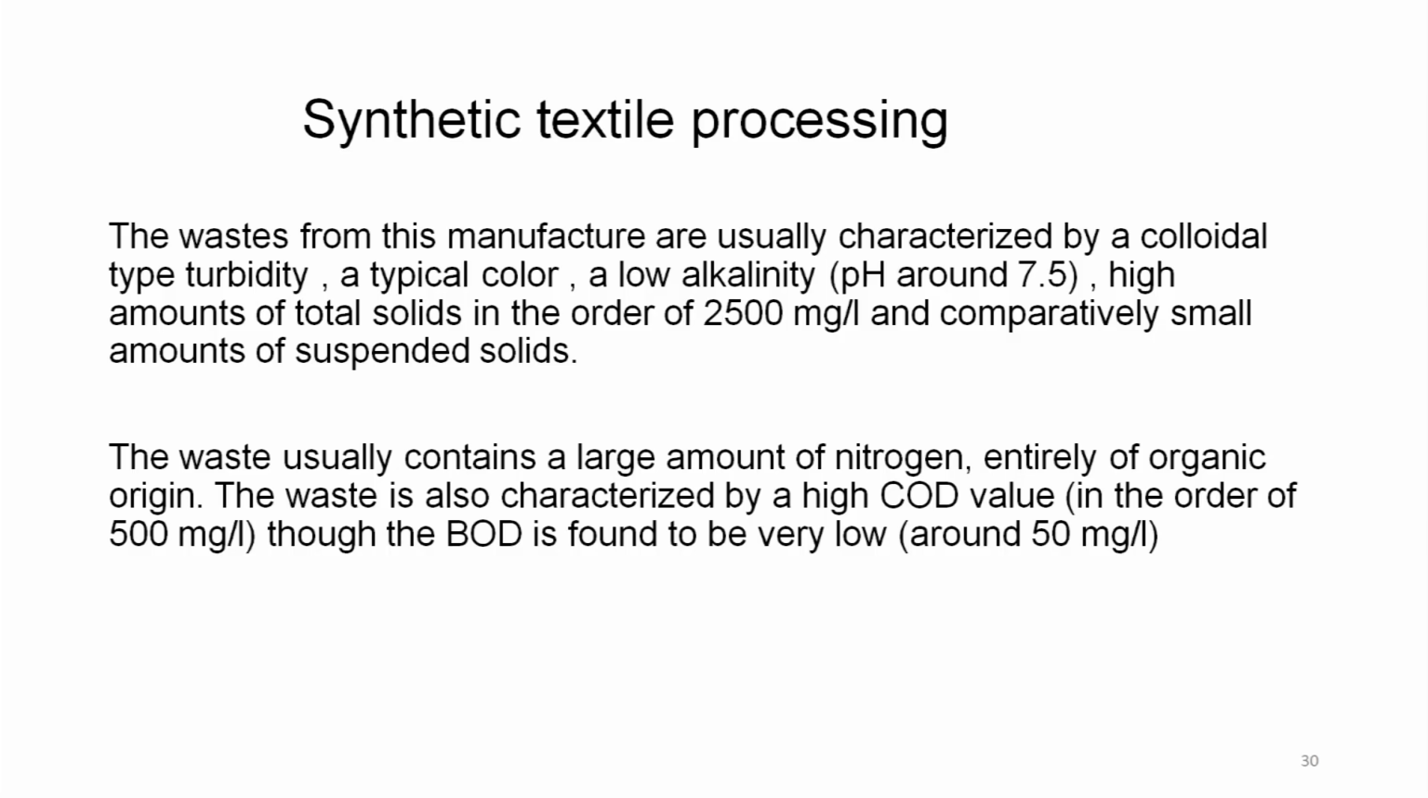Synthetic textile processing. The waste from the manufacture is usually characterized by a colloidal type turbidity, a typical color, a low alkalinity, that is pH around 7.5, a high amount of total solids of the order of 2500 milligram per liter, and comparatively small amounts of suspended solids. The waste usually contains a large amount of nitrogen, entirely of organic origin.